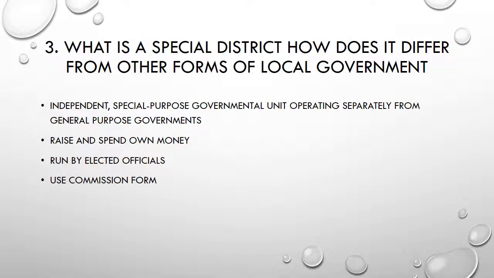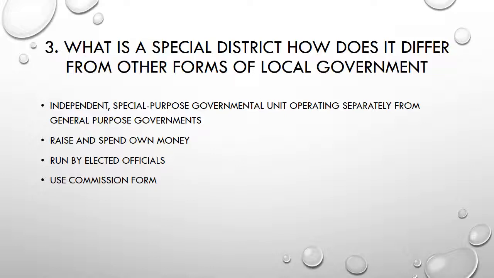Number 3 is, what's a special district and how does it differ from other forms of local government? I mentioned that in the beginning, and I'll talk a little bit more about it here. They're independent. That is to say, a special district is an independent agency. It's a special purpose government, and it's a governmental unit that operates separately from the general purpose governments. So what you have is a government for one function, and it could be even a really minor thing. Actually, you have special districts for everything, whether it's airports or libraries or schools or whatever it is.